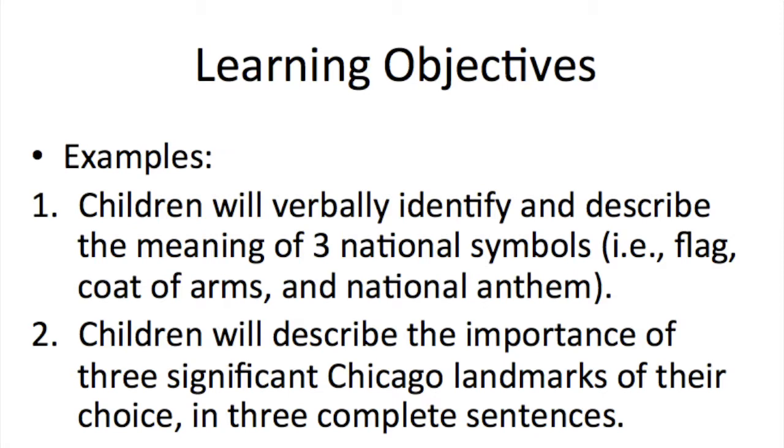Okay, now let's look at a second example. Children will describe the importance of three significant Chicago landmarks of their choice in three complete sentences. So here again we have the behavior that we need the children to enact: describe the importance of three significant Chicago landmarks of their choice. So we're not specifying, like the one before, what those choices are. The context is in three complete sentences. So this is the way that they're going to make evident that they can describe the importance of these landmarks that they chose.